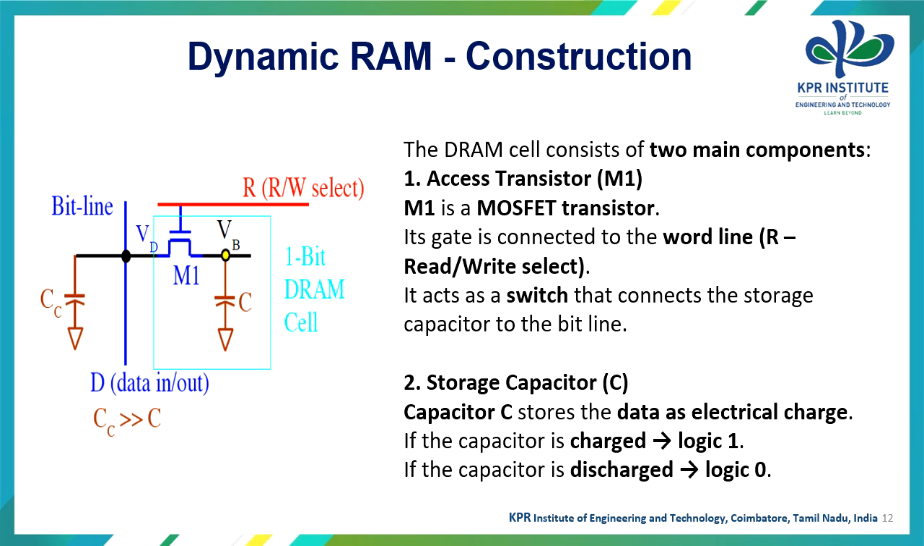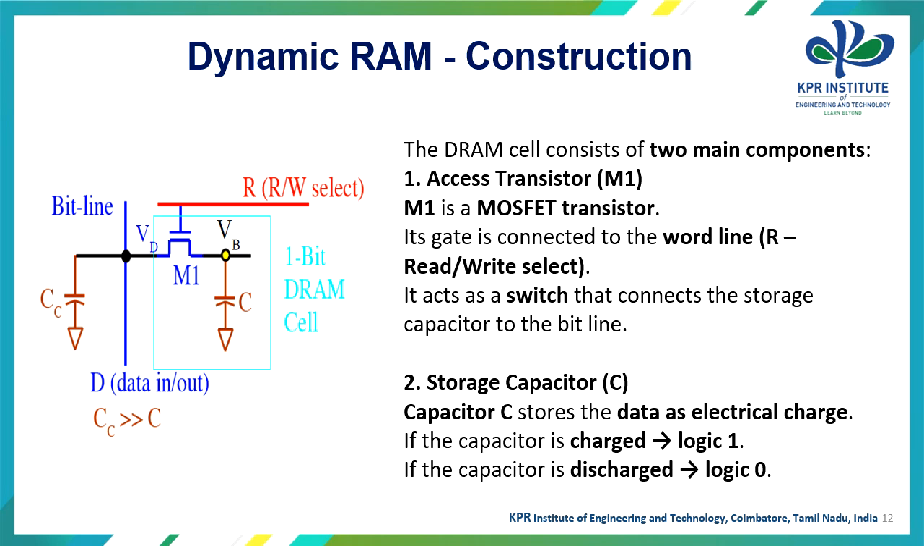The DRAM cell consists of two main components. One is the access transistor, which was mentioned as M1. M1 is a MOSFET transistor. Its gate is connected to the word line, so it can take care of the read or write select operation. It acts as a switch that connects the storage capacitor to the bit line.